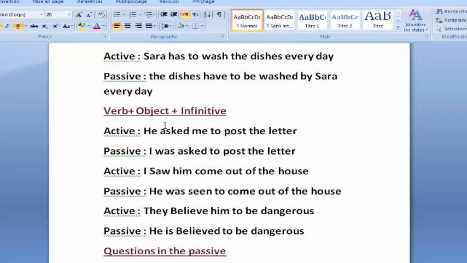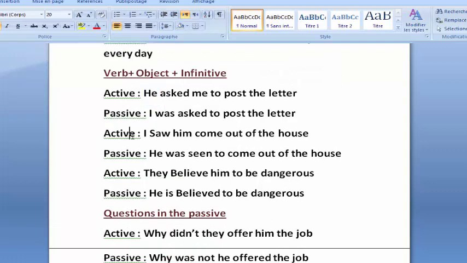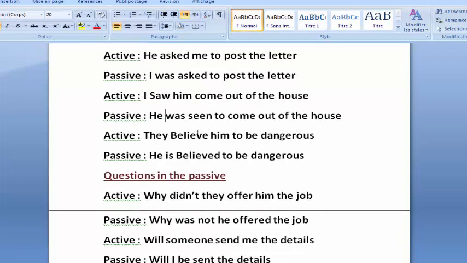Here we have verb and object and infinitive. He asked me to post the letter. Here it becomes I was asked. Active: I saw him come out of the house. Passive: he was seen, past participle. He was seen to come out of the house. Actively: they believe him to be dangerous. He is believed to be dangerous.